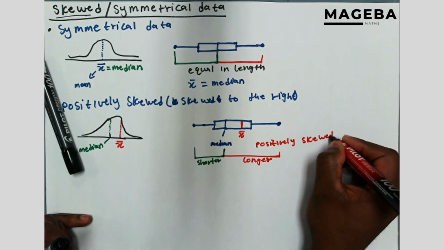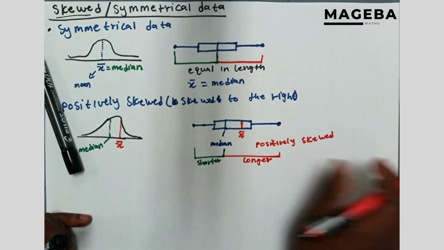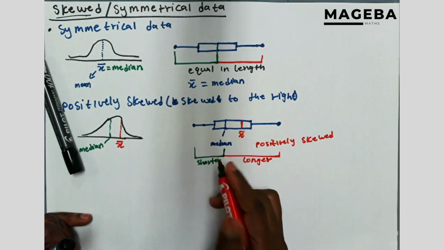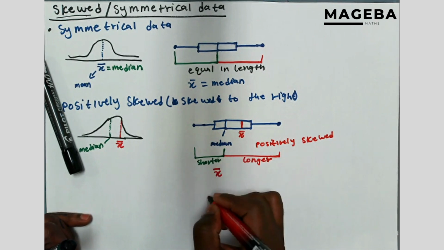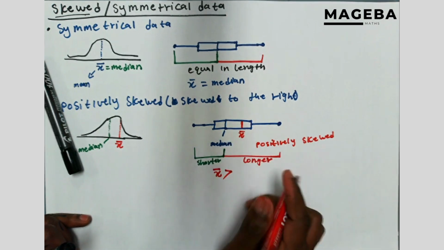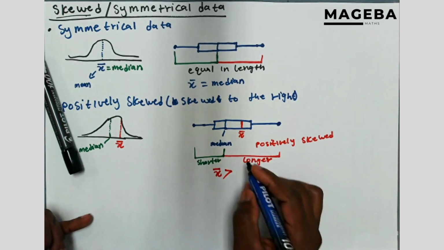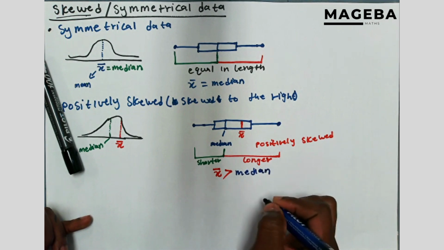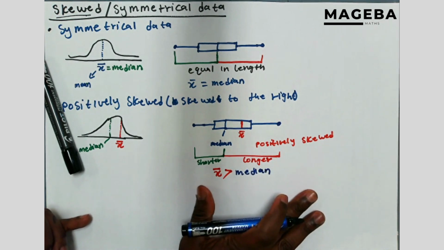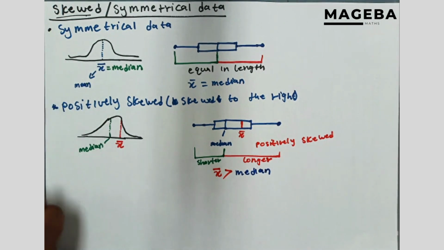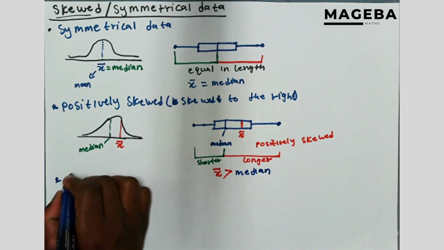So my data, or my box and whisker, is skewed to what? To the right hand side. So here the mean is greater than what? Than the median. I hope you see, guys. I hope you understand. Very important stuff there. Now let's go to the negatively skewed.